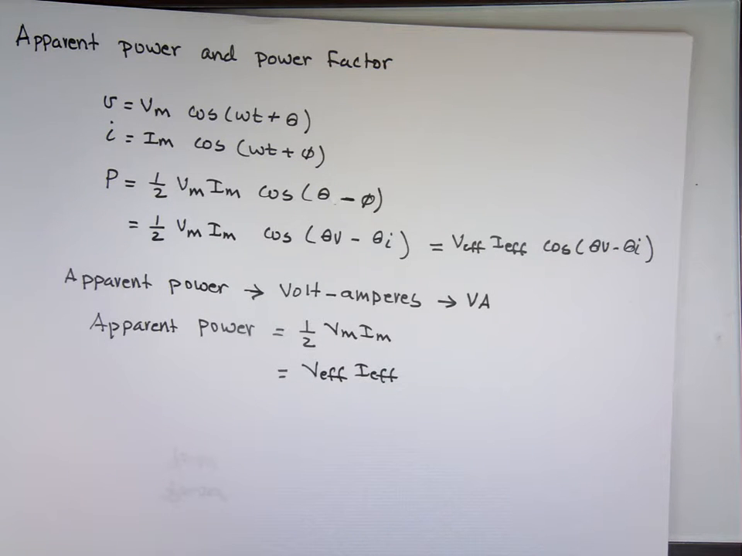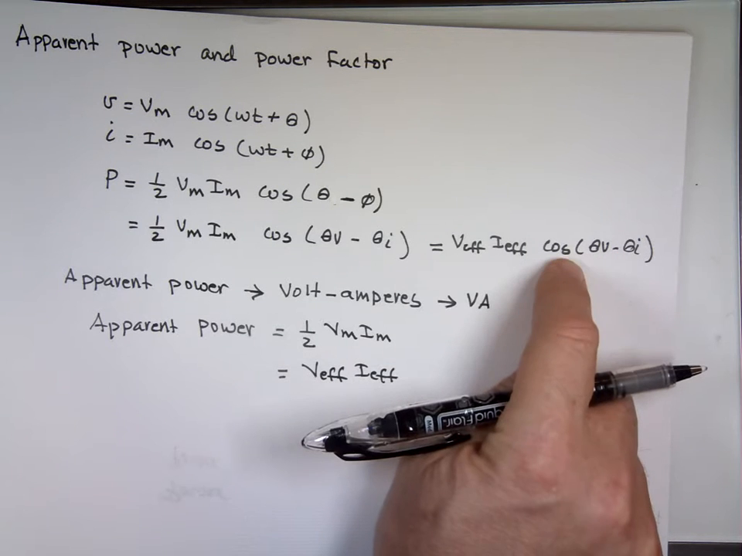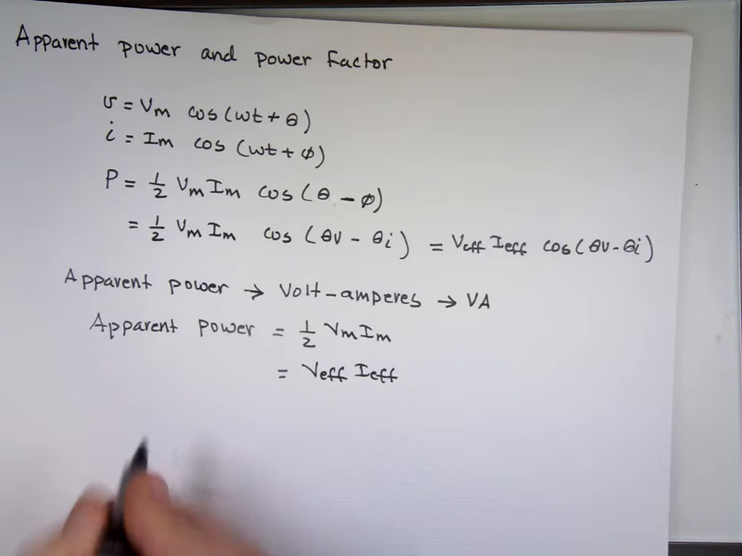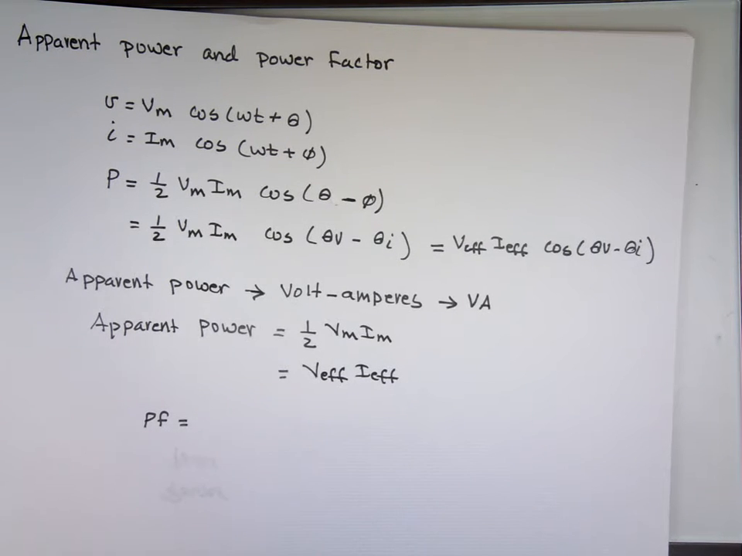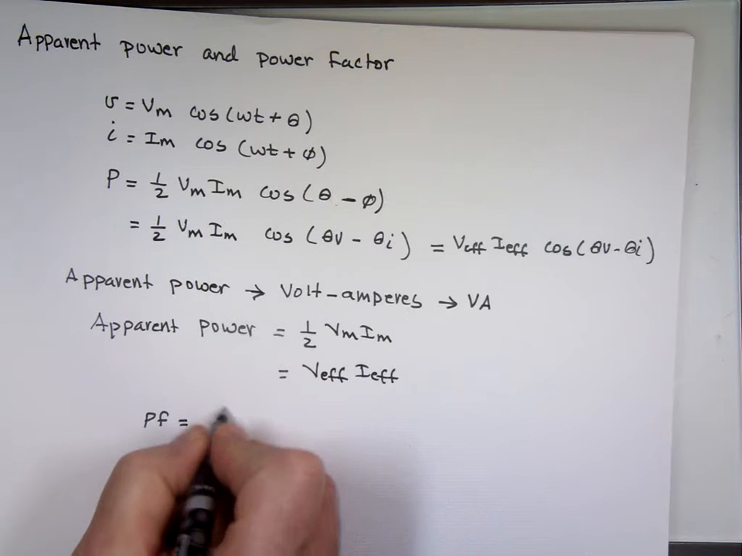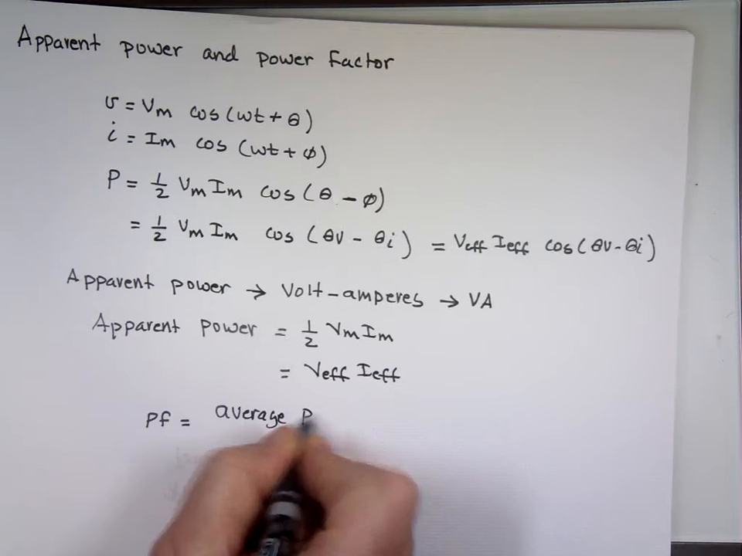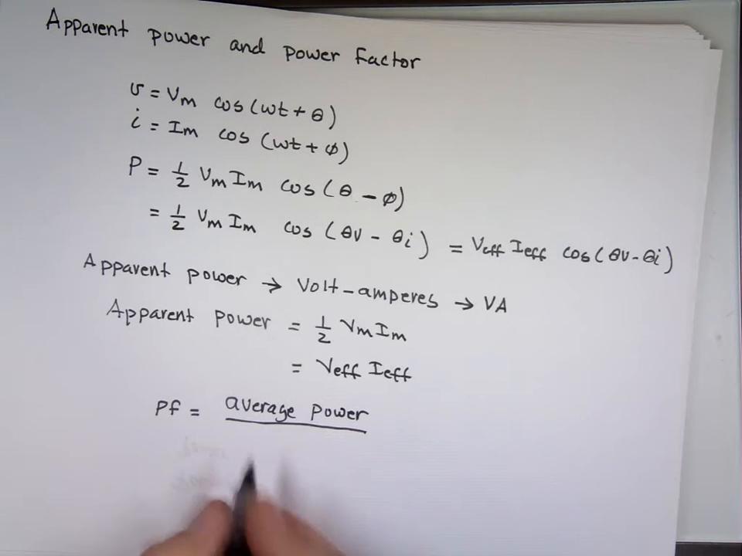If you have a perfect home, theta V minus theta I will be 0, and the cosine of 0 is 1. You're getting exactly what the power company is sending you. But you'll never get that. You get a portion of that. What you get is called the power factor. And power factor is defined as the average power divided by the apparent power.